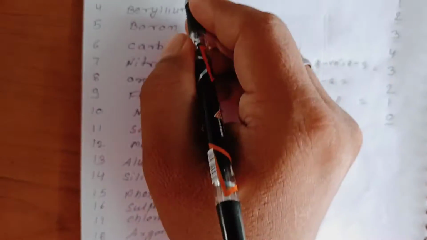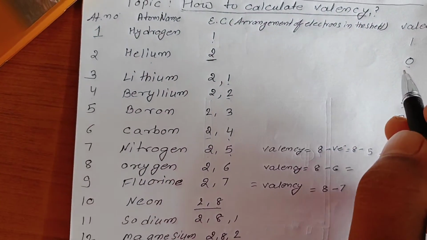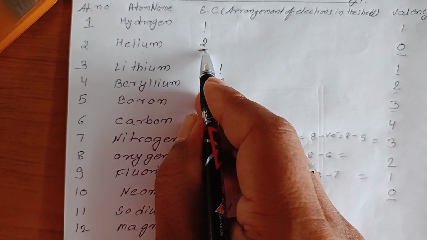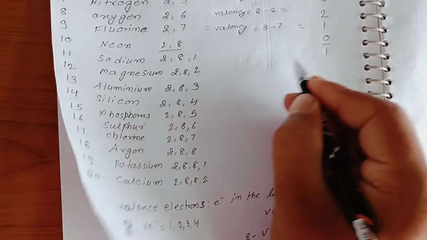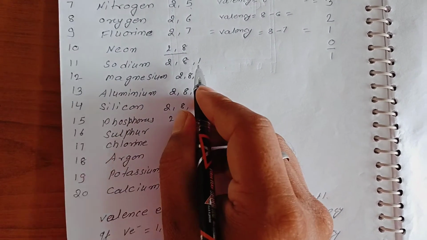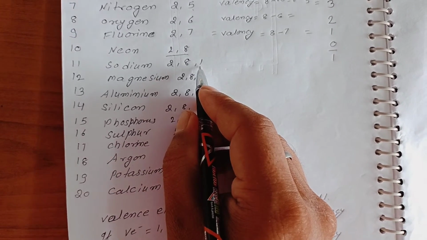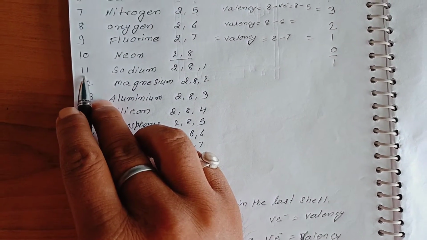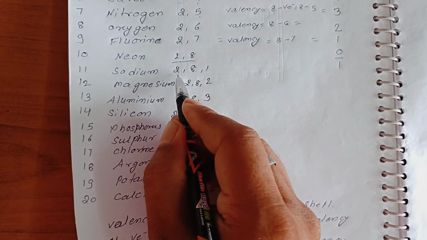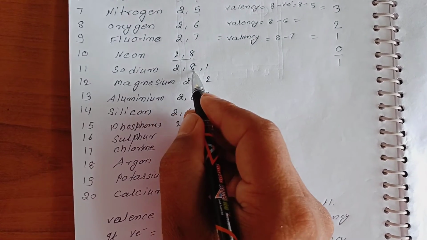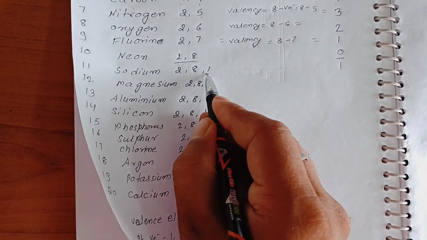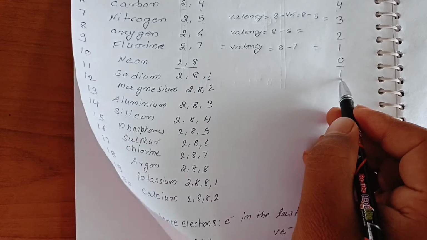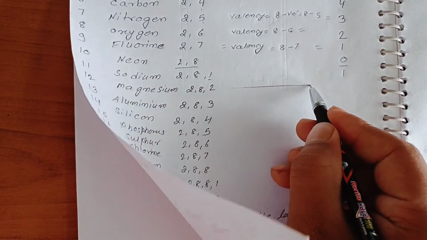Okay, so here helium, that valence electron is 0, so it is also a noble gas, and neon is also a noble gas. Sodium, so valence electron 1. Why do we say 1? Because the outermost electron is 1. So the total atomic number of sodium is 11. So 2, 8, and plus 1 is 11. Okay. So the outermost electron is 1, so valency is 1.